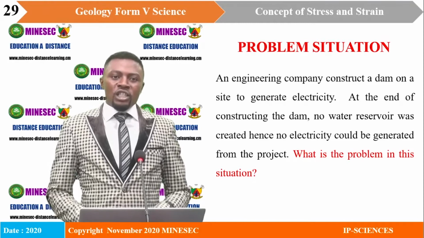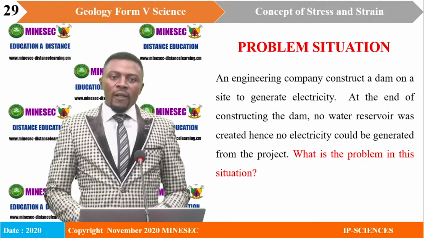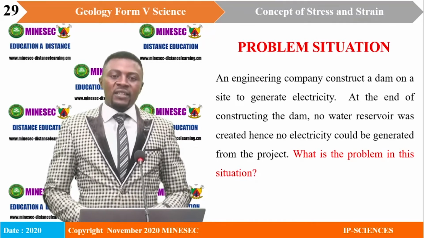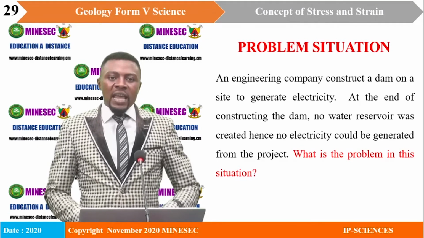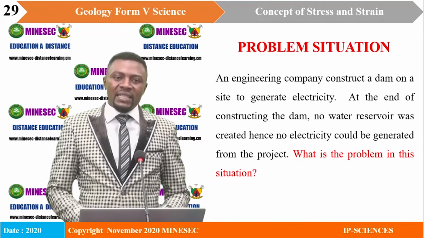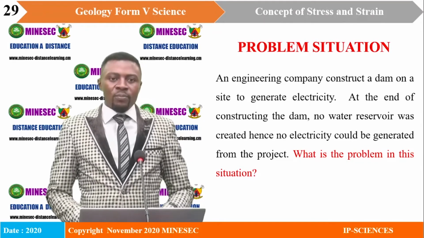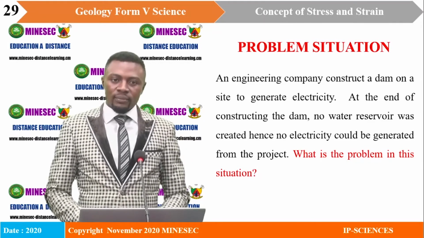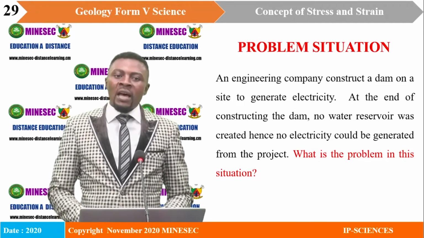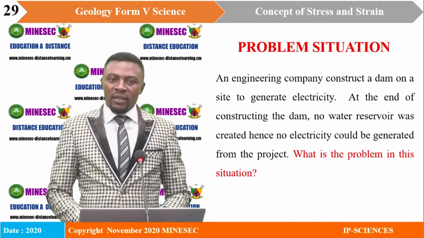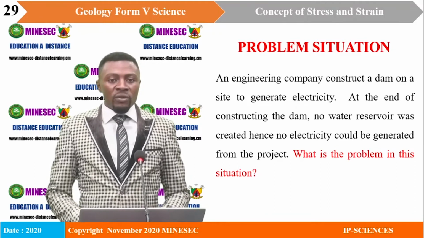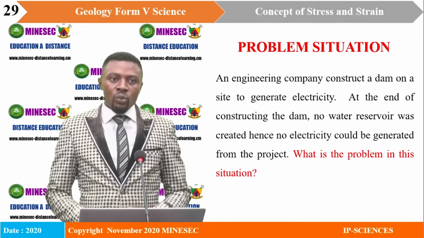An engineering company constructs a dam on a site to generate electricity. At the end of construction of that dam, no water reservoir was created. What is the problem in the situation? At the end of the construction of the dam, no water reservoir was created. Hence, no electricity could be generated from the project. What is the problem?